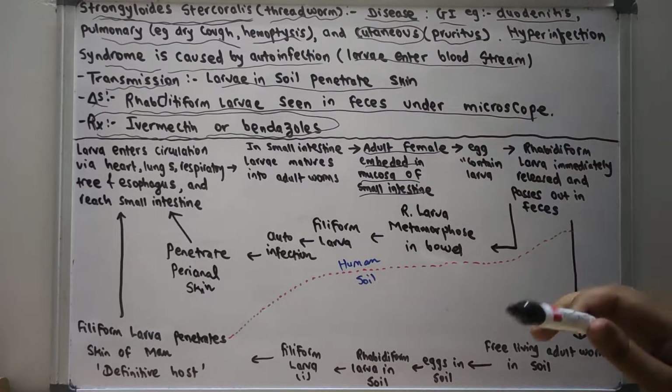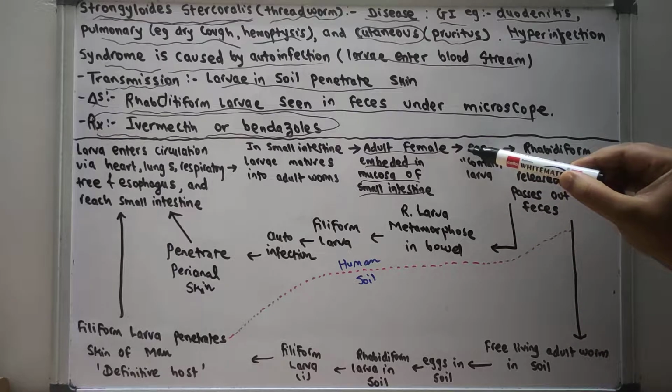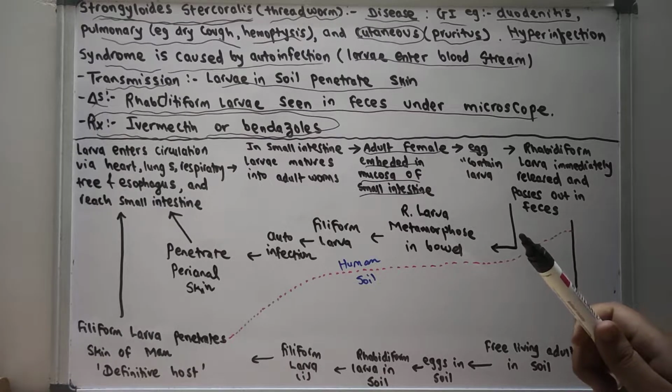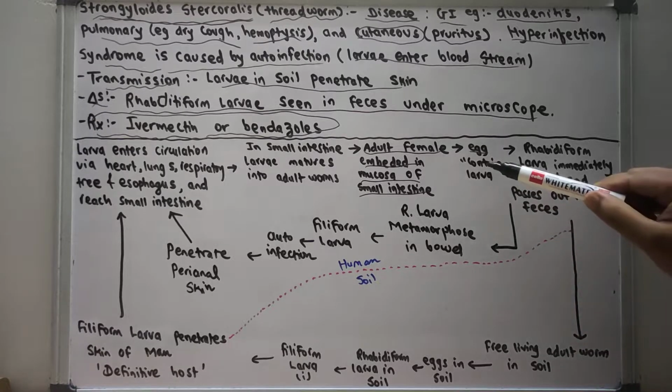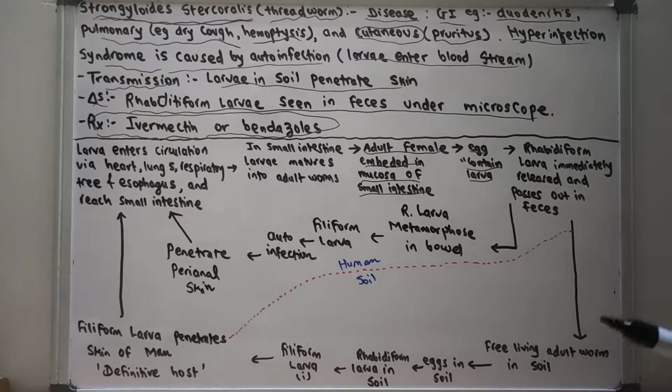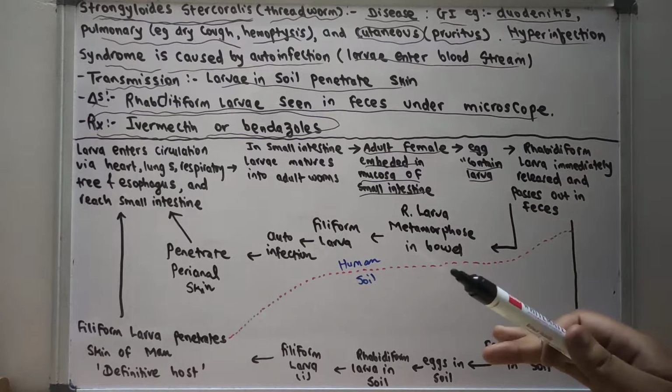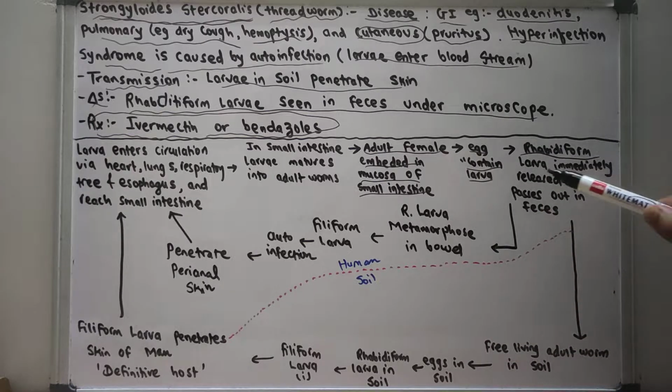One cycle occurs in the human and another cycle occurs in the soil, and in both human and soil the life cycle is completed. So what happens is that the eggs are laid by the adult female of this Strongyloides stercoralis, and later the egg contains the larva. The egg containing the larva morphs into the larva known as the rhabditiform larva, and the rhabditiform larva is immediately released and passed out in the feces.